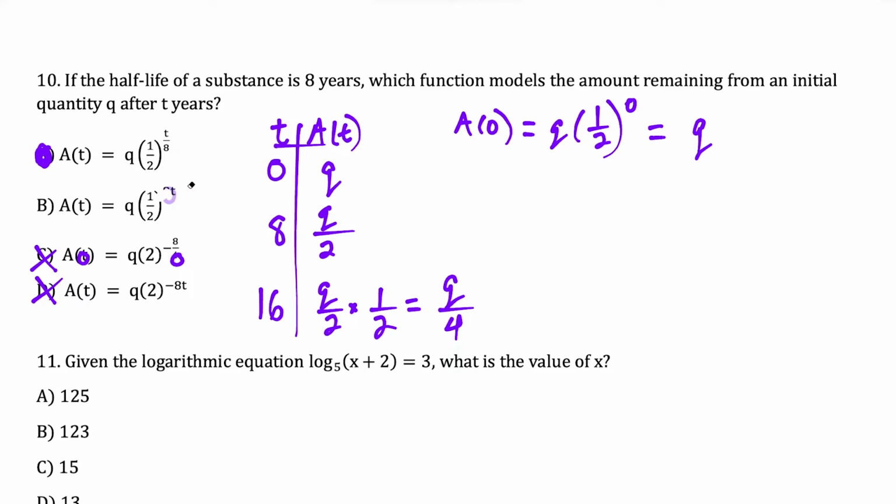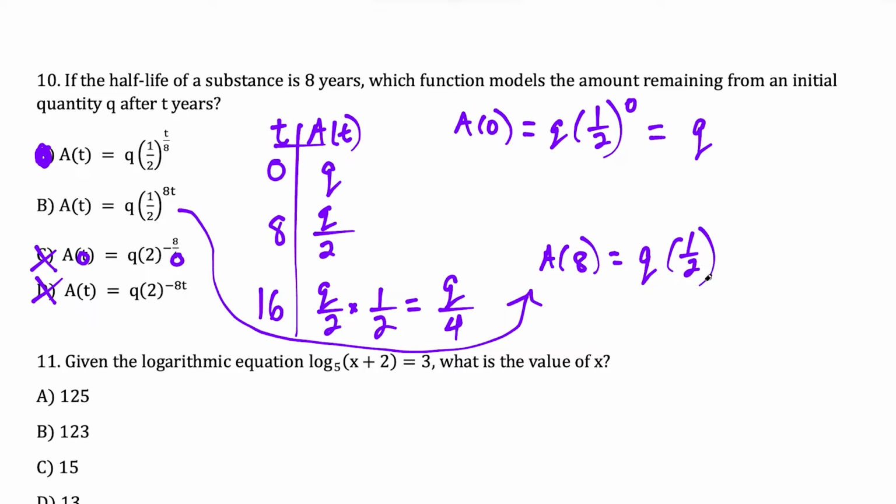But now let's look at this answer choice over here. What is wrong with choice B? Well, let's say I were to plug in 8 into choice B. So I'm going to plug in t equals 8 into choice B. So I have, let's say here, A of 8. And that's going to give us Q times 1/2 to the 8 times 8 is 64. And what that would do after 8 years, that would multiply by 1/2 64 times. So that would significantly reduce the amount of substance here. So that's why this answer choice here is no good.